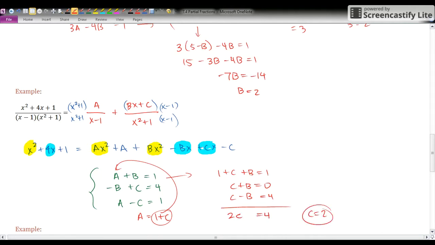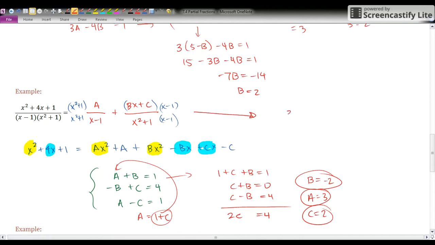Okay. Now I know that c is 2. I should be able to solve for everything. Go back. A minus c is 1. So if a minus c is 1 and c is 2, that means a is 3. And if I know a is 3, I should be able to go to the first one. 3 plus b is 1. That means b is what? Negative 2? And so now I can tell you the answer, right?